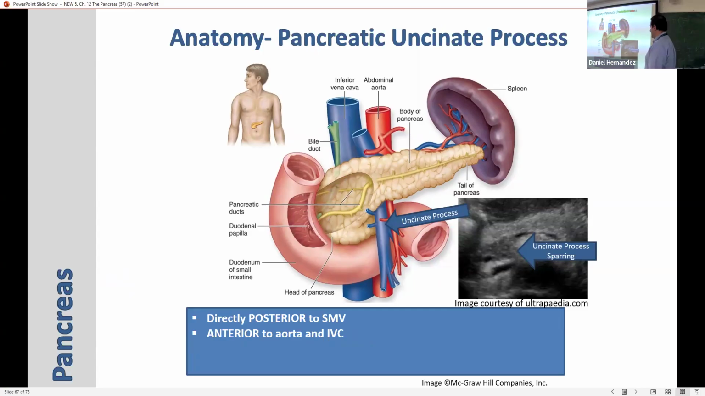So the uncinate process is posterior to the superior mesenteric vein. So the SMV is running in front of, or anterior to, the uncinate process. It's also anterior, in front of the aorta and the IVC. So we know the aorta and IVC are both deeper, or posterior, to the entire pancreas, including the uncinate process.